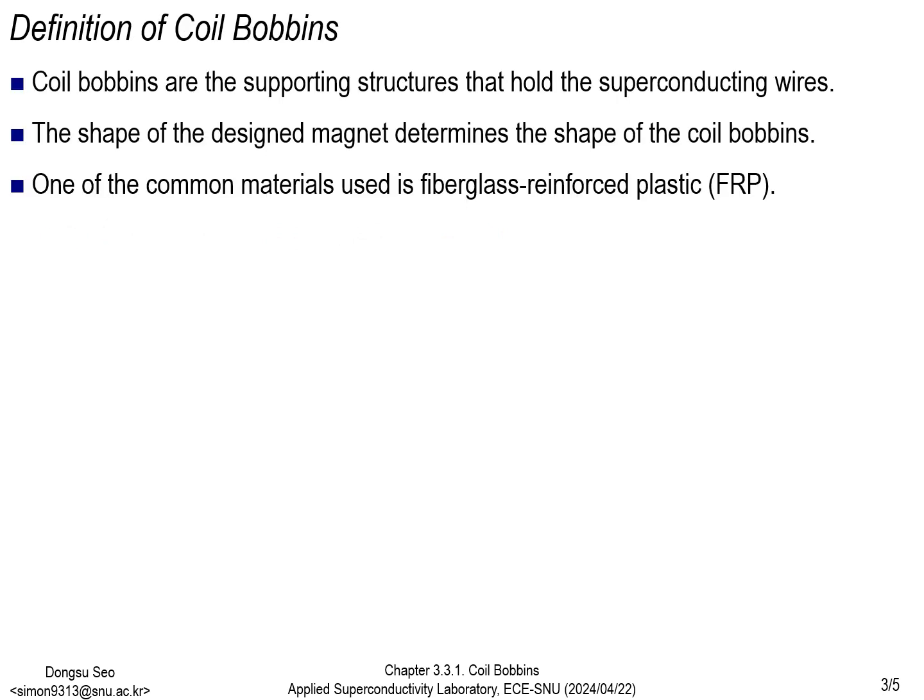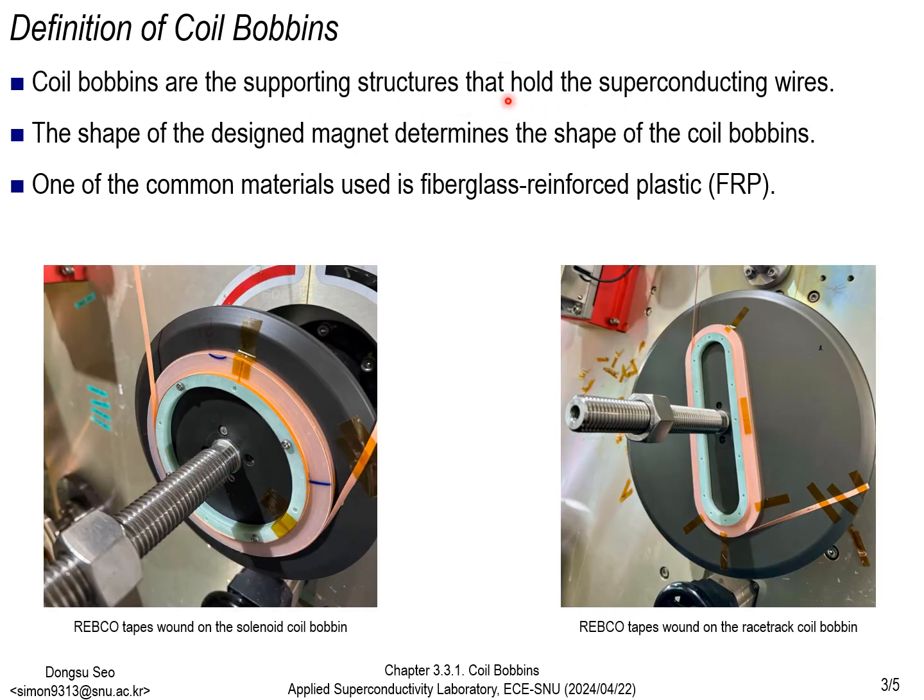Coil bobbins are the supporting structures that hold the innermost superconducting tape and give a fixation to the rest of the tapes so that the superconducting tapes are wound consistently. The shape of the designed magnet determines the shape of the coil bobbins. So the below figures show the different coil bobbin shapes.